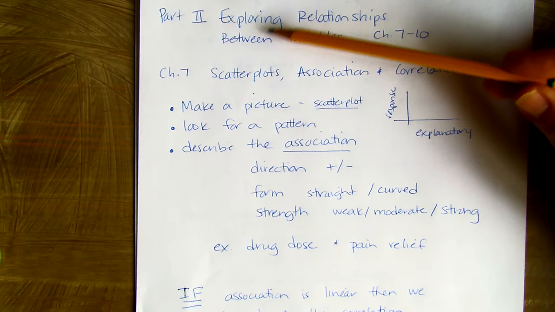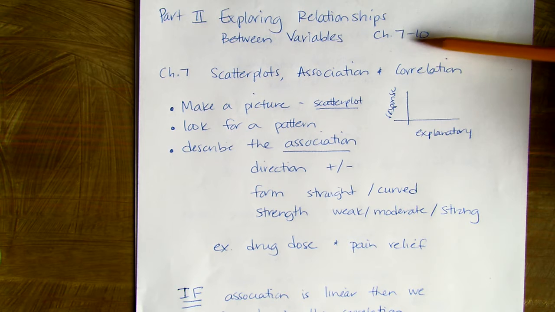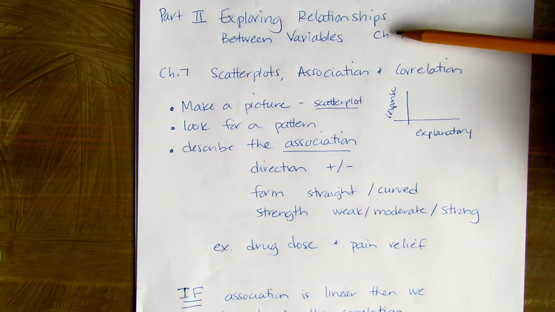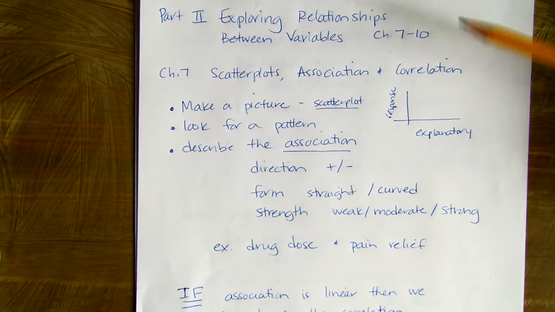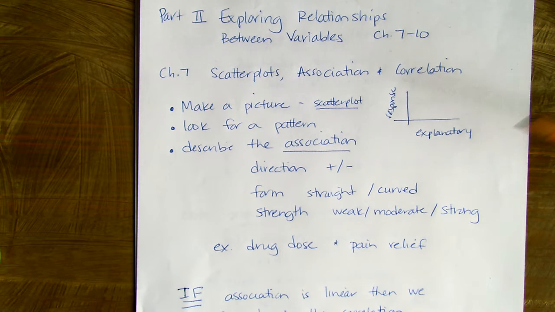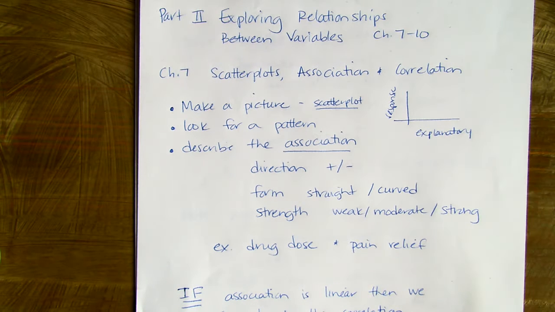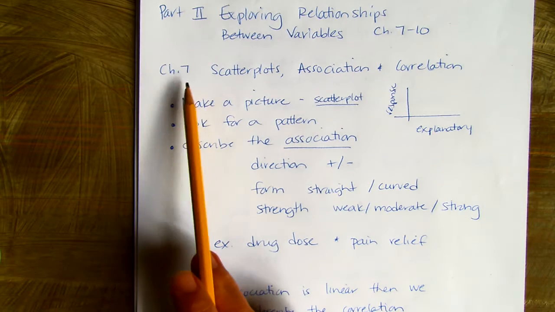We'll be entering part two, which is about exploring relationships between two variables, and we'll be sorting through chapters 7 through 10. My guess is that you'll need to be able to do 2 or 3 chapters, 7 through 9. We'll sort of see. So I'm just going to set it all up and know that it'll all be there, whatever you will need. So we'll start with chapter 7.